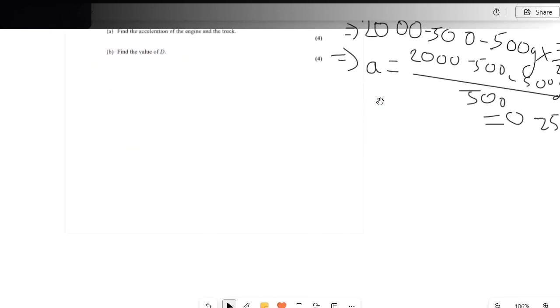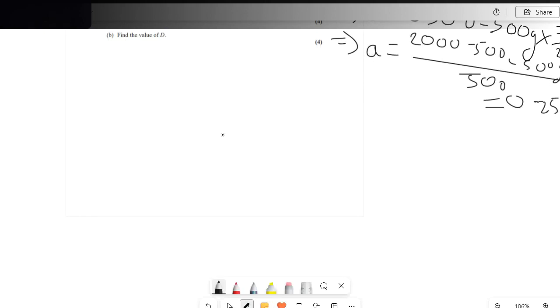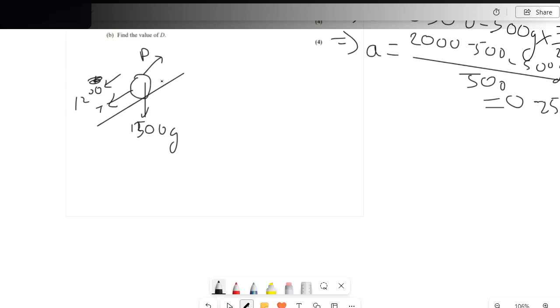For part B, we have to find out the value of D. As we know, this is the engine. There should be a force of D here. Thrust should be in this direction, as well as a resistive force of 1200, and this should be 1500g, because its weight is mg, and acceleration is this way that we found being 0.256.